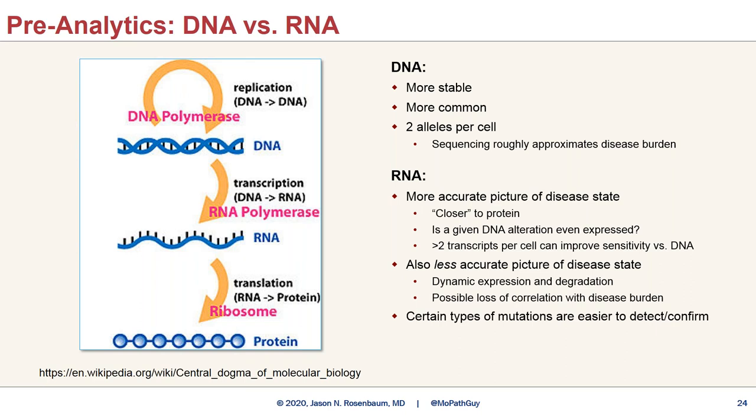The real advantage of RNA in the next-gen sequencing context, in the massively parallel sequencing context, is that some classes of mutations are easier to detect or confirm because introns are spliced out. And so fusion genes and splicing mutations in particular are much, much easier from an RNA substrate than from a DNA substrate. Although it is important to point out that the bioinformatics are often more challenging.